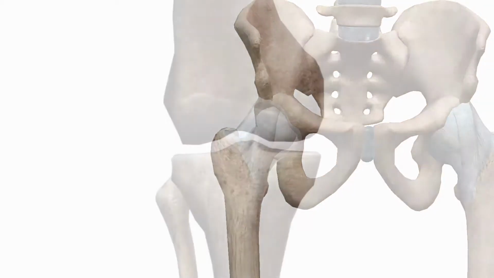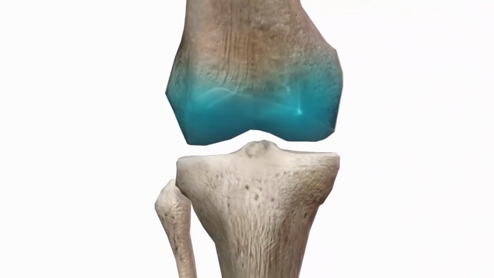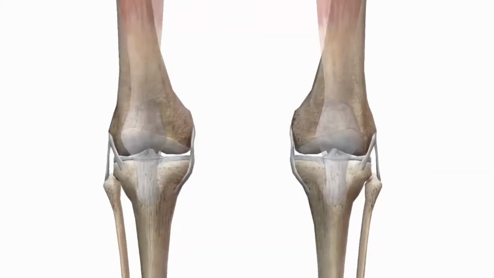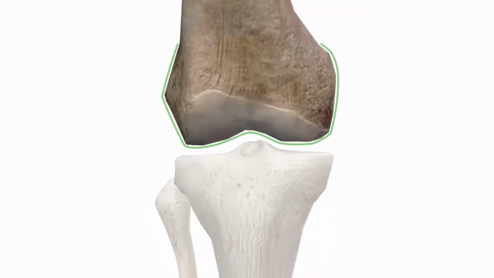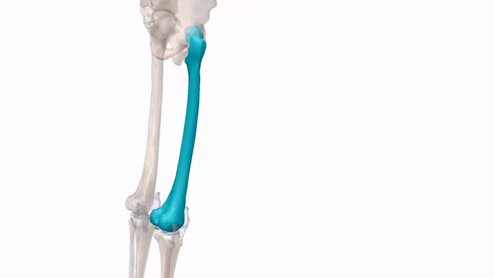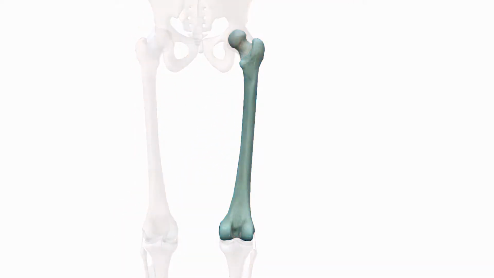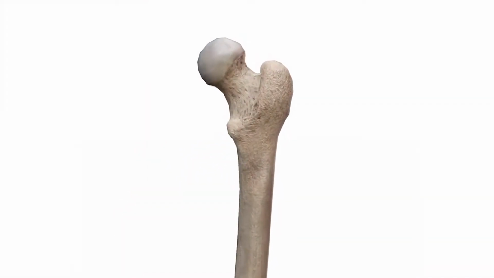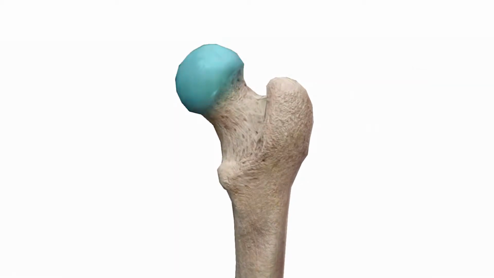The tibiofemoral joint is the articulation between the distal end of the femur and the proximal end of the tibia. The tibiofemoral joint has both medial and lateral weight-bearing components, where convex femoral condyles articulate with flatter tibial condyles. The femur is the longest bone in the body and is the only bone located in the thigh of the upper leg. The proximal end of the femur consists of the femoral head, neck, greater trochanter, and lesser trochanter.